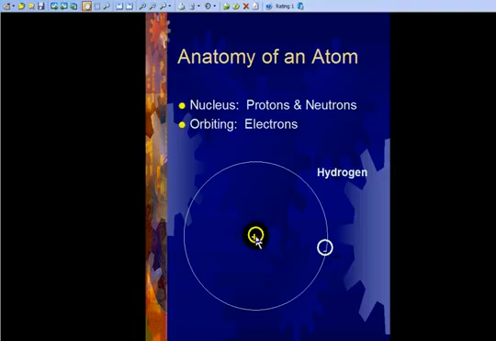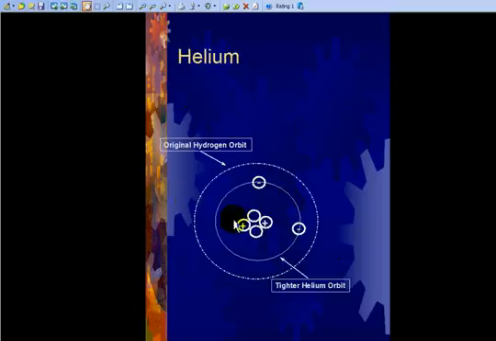When we look at hydrogen, we only have 1 proton and 1 electron. When we look at helium, we have 2 protons, 2 neutrons, and 2 electrons. Ironically, a helium atom is actually smaller than a hydrogen atom in terms of its volume, even though it has more mass because it has more particles. It's got 4 particles in the nucleus versus 2, but it's smaller, because there's more electrical interaction, more charges there.